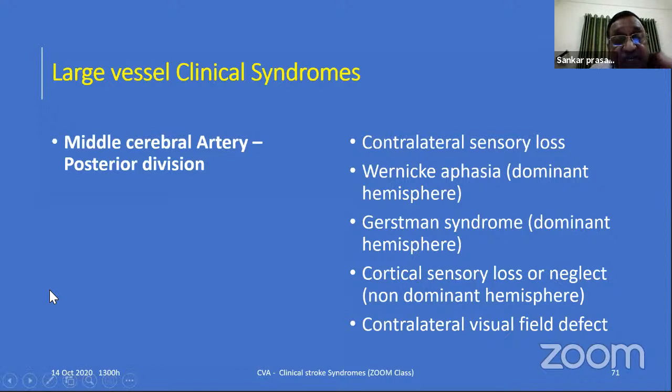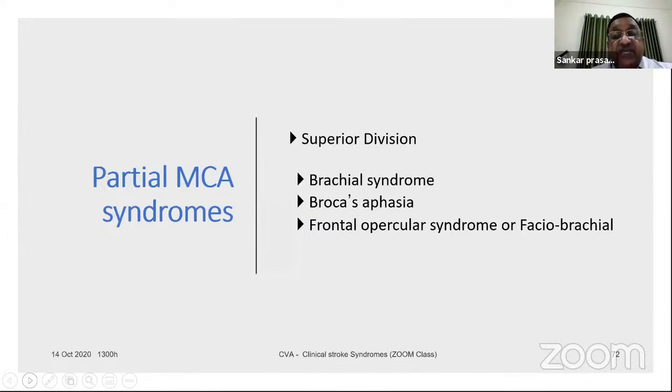This is the middle cerebral artery posterior division. So the middle cerebral artery can be occluded as a whole, or the superior or anterior division, or the posterior or inferior division can be occluded separately on the M2 branches. The partial occlusions give you partial MCA syndromes.